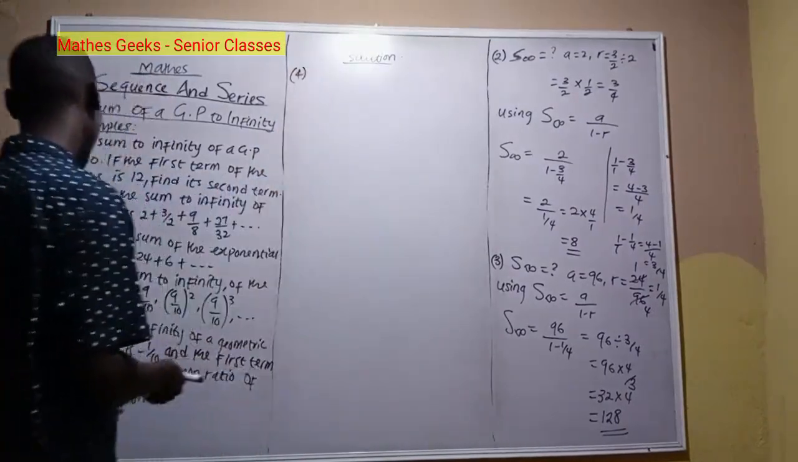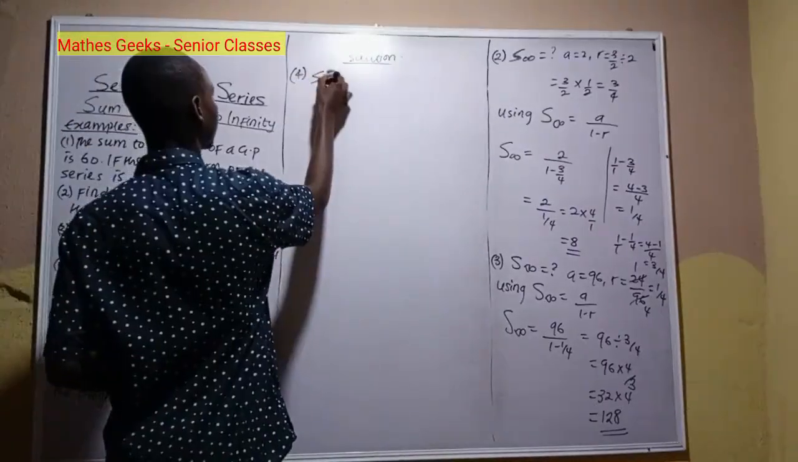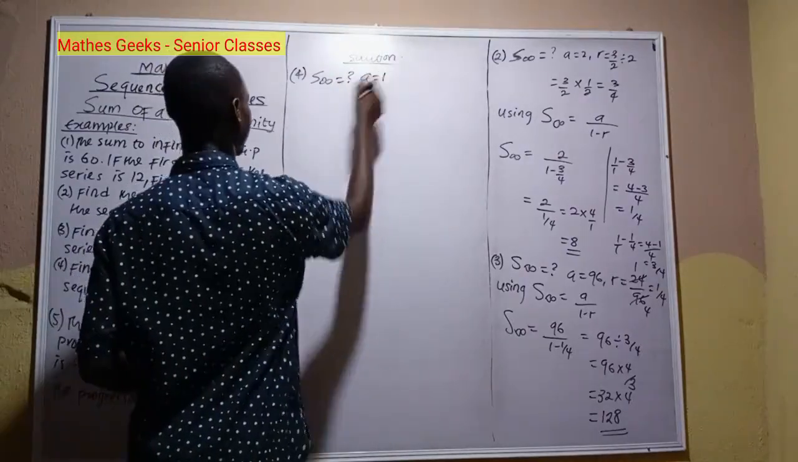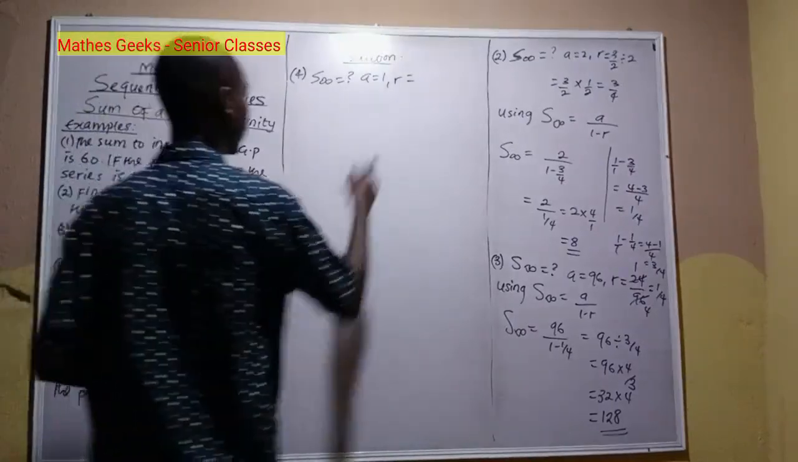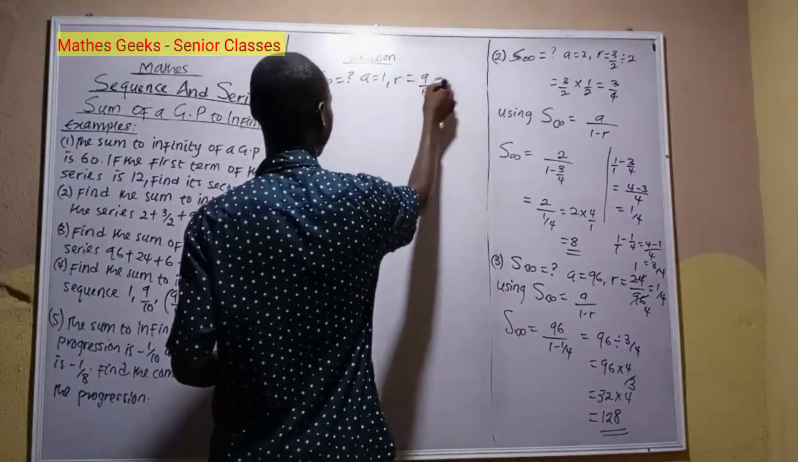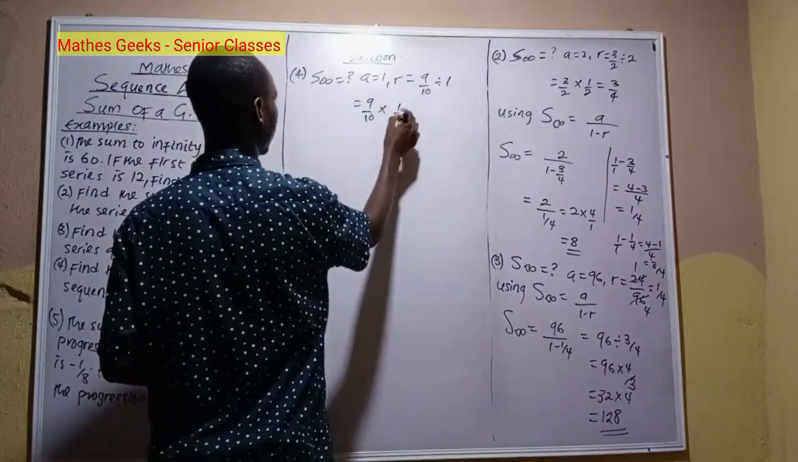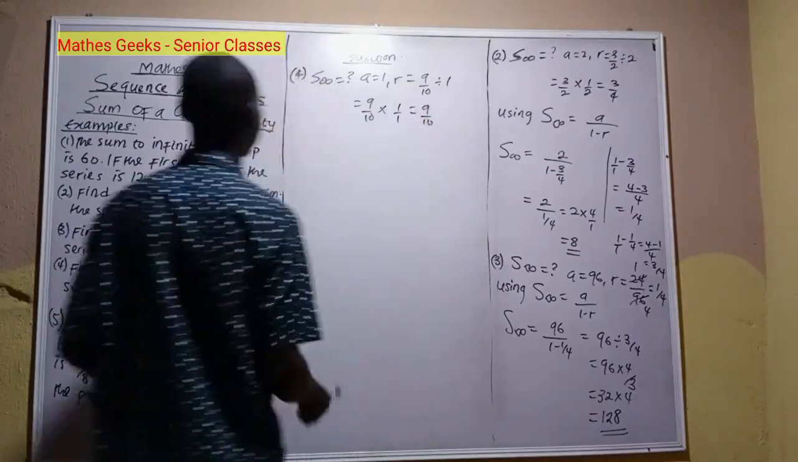Number 4. Find the sum to infinity of the sequence. Sum to infinity is what we're looking for. A is equal to 1, and the common ratio is equal to 9 over 10 divided by 1, which is 9 over 10 times 1 over 1. And that's equal to 9 over 10.